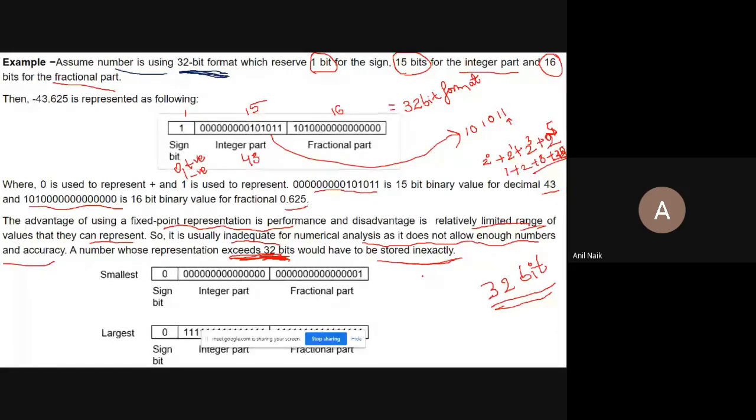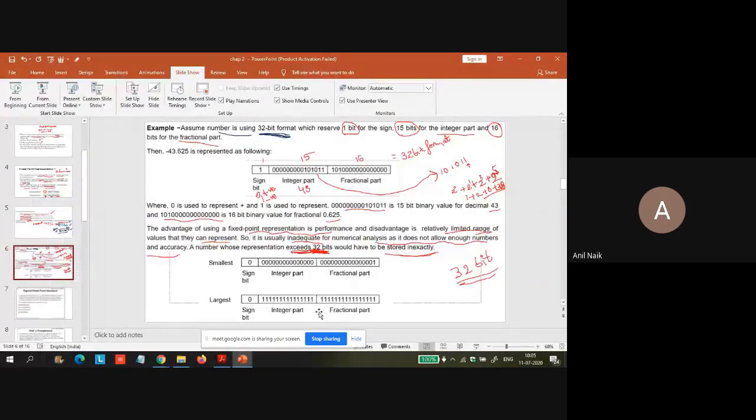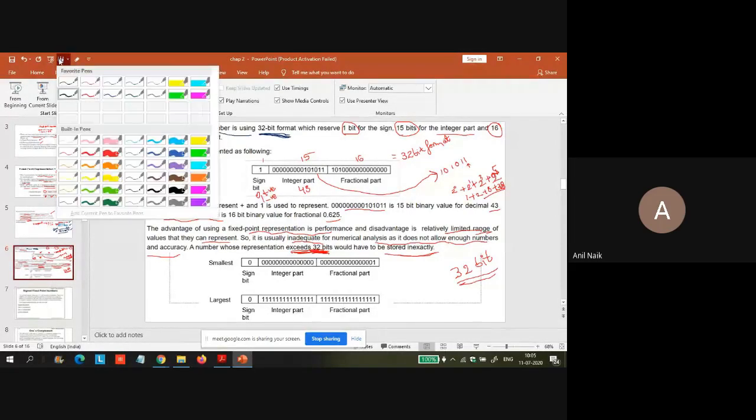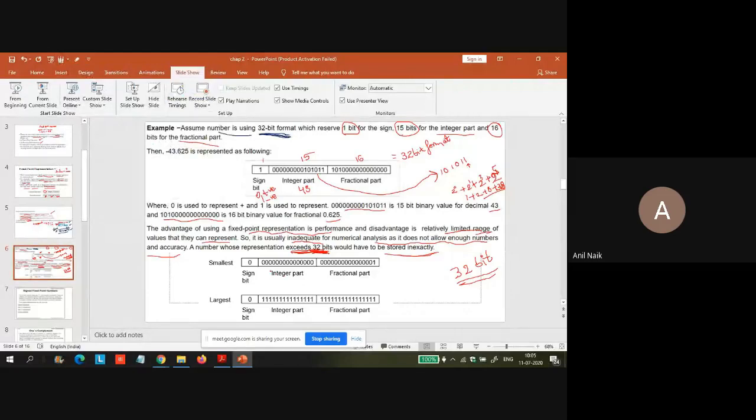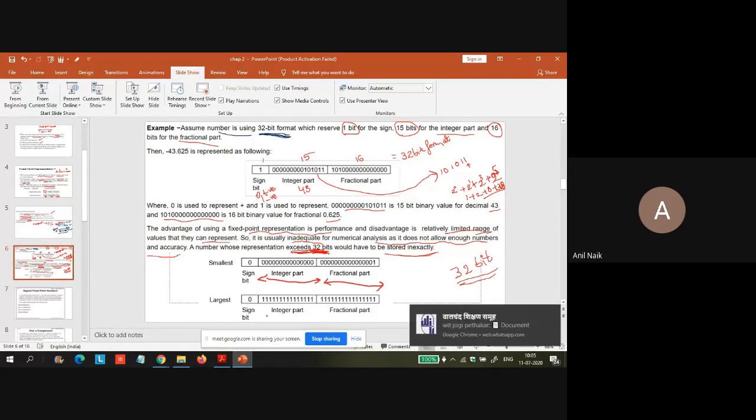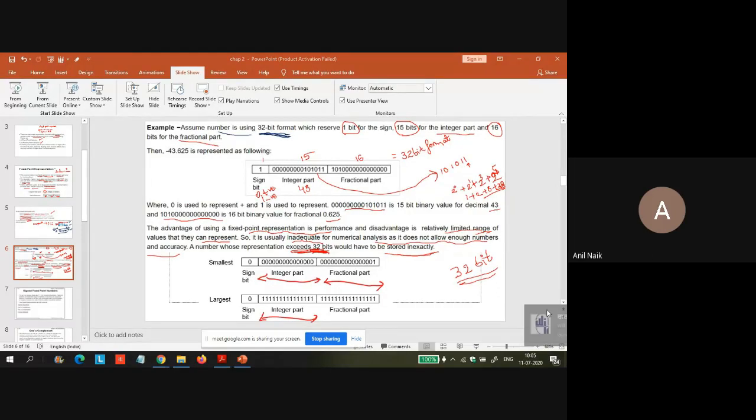So that is one of the drawbacks in the fixed point representation. Here you can see the largest and smallest numbers you can represent. The largest is 15 bits here, and for the fractional part this is the minimum value, and this is the maximum, which is the range. The maximum is when all bits are 1.